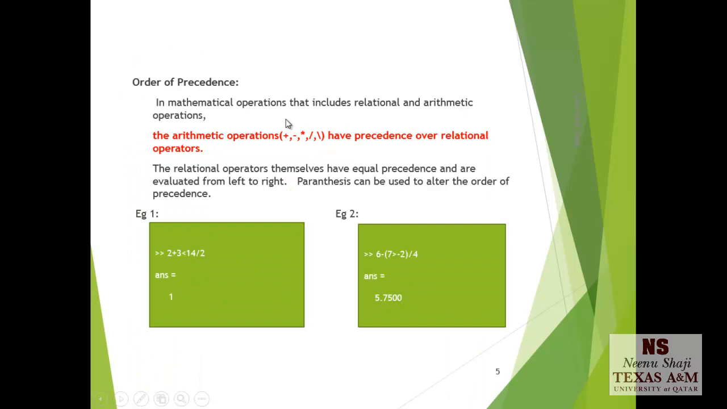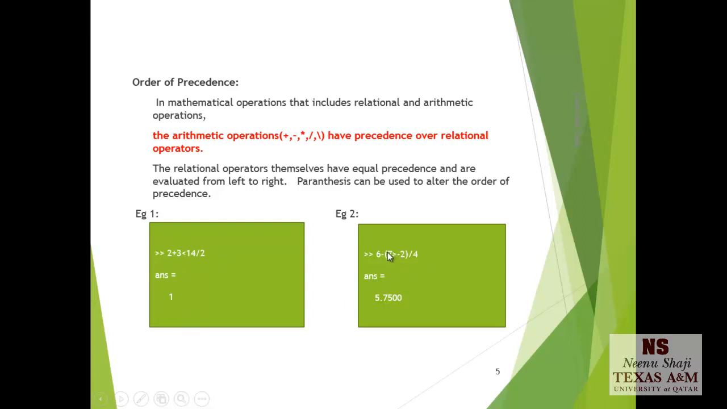Order of precedence. In mathematical operations, it includes relational and arithmetic operations. Arithmetic operations have higher precedence. Let's look at this example: 2 plus 3 less than 14 over 2. So here the arithmetic operations are plus and a division. So these will be executed first. So 5 less than 7, which is a true statement. So the answer is 1.